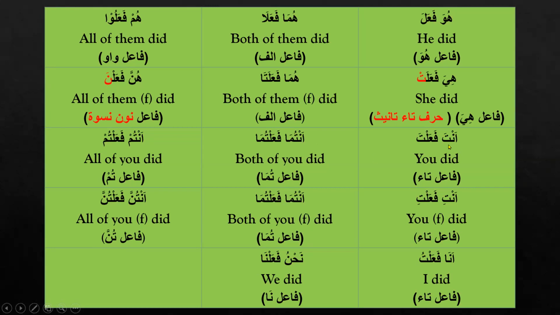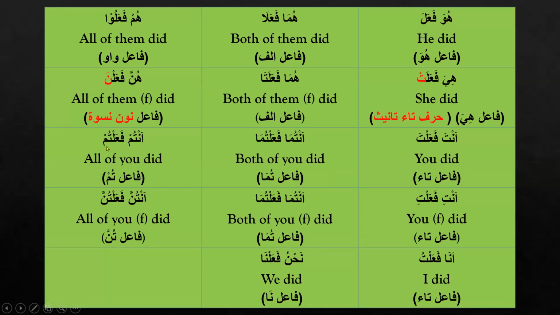Now, anta fa'alta, you did. What is the file here? Look at the ending. This file ta with the fatha is a file here. And here, both of you did, antuma fa'altuma. What is the file here? Tuma, alif again. Tuma is our file here. Then all of you did, antum fa'altum. File is tum here.